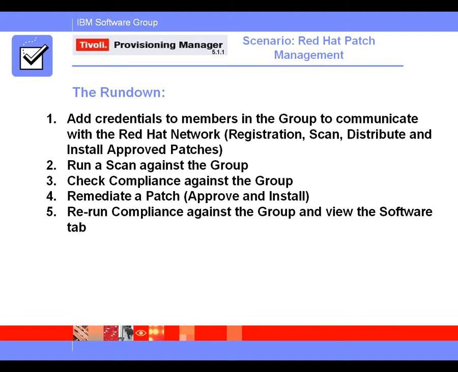We will then run a scan against that group. We will check compliance against that group. We will remediate a patch, which will require us to approve first and then install the patch. And finally, we will run compliance against the group and view the software tab of one of the machines to see that the patch has been installed. This scenario is best viewed in a resolution of 1280 by 1024.